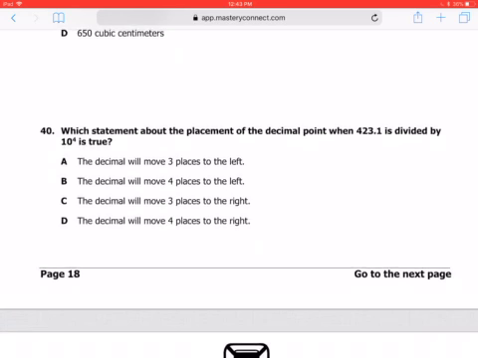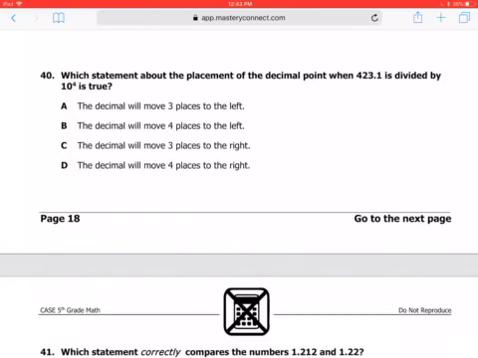40. Which statement about the placement of the decimal point when 423 1/10 is divided by 10 to the 4th power is true? A. The decimal will move 3 places to the left. B. The decimal will move 4 places to the left. C. The decimal will move 3 places to the right. D. The decimal will move 4 places to the right.